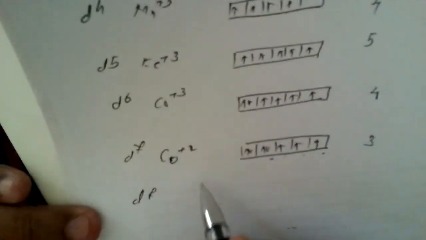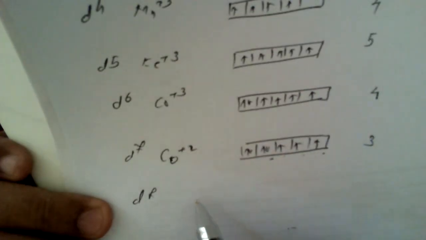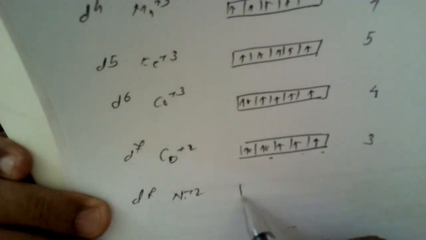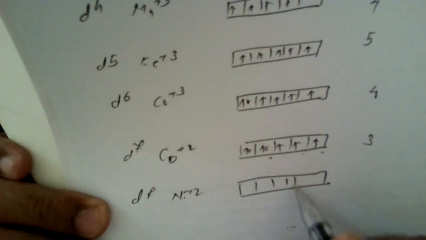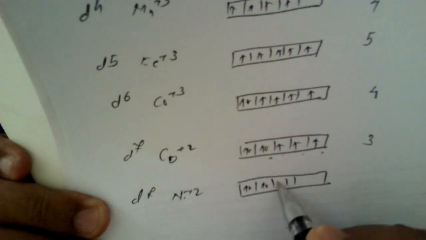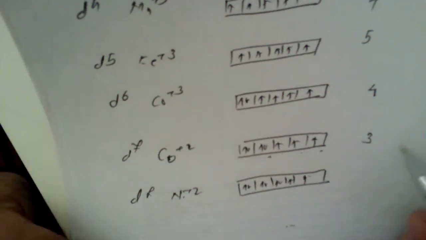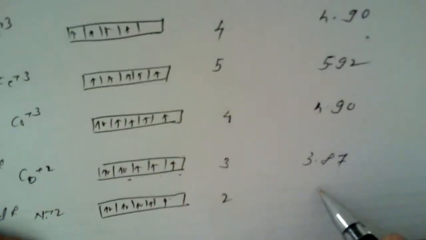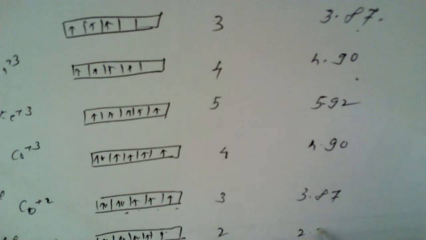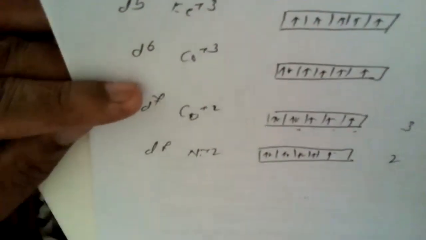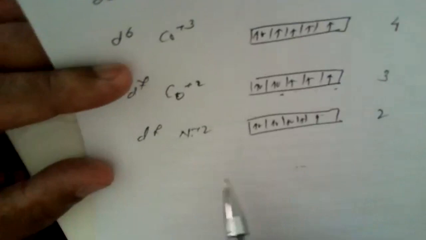Then D8. D8 configuration is of nickel plus 2. You can show this like this. This is D8. D8 means total number of unpaired electrons are 2, so 2 unpaired electrons are there. For 2 unpaired electrons, it is 2.84. So when a similar number of unpaired electrons are there, the magnetic moment is also the same.